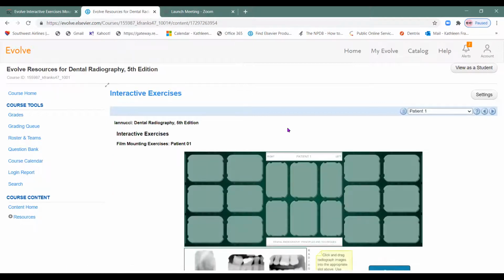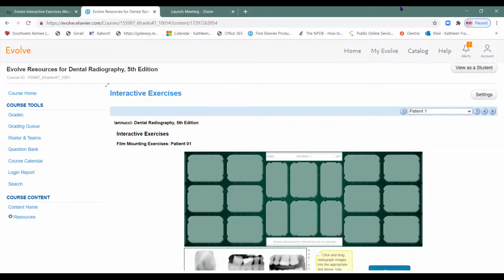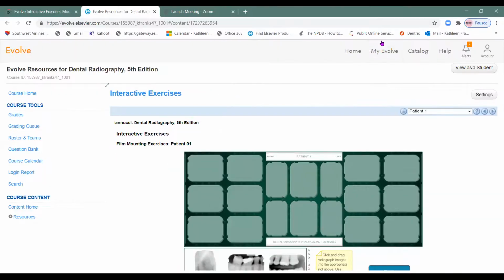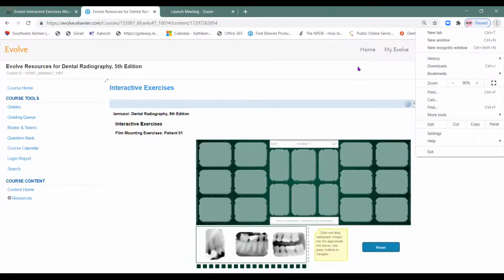And this is an interactive mounting. If I move this up a little bit, you should be able to see what I want you to see, I'm hoping. So how this works is that you're going to click and drag your radiograph into the spot. So this is a bite wing radiograph right here. Let me make it a little bit smaller. There we go.